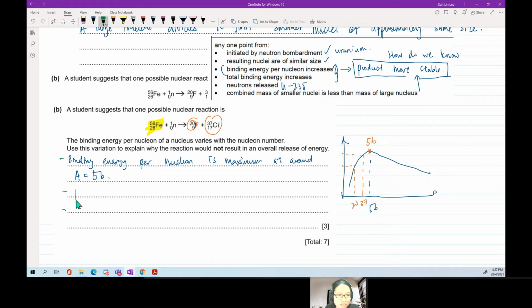So here you can say that the products of the splitting, the products of this splitting of the Fe-56 nucleus, have lower binding energy.